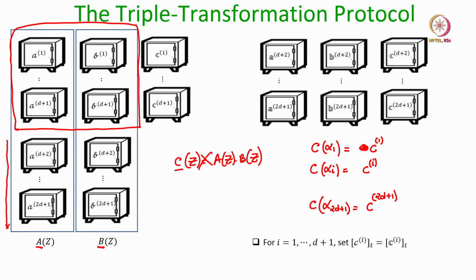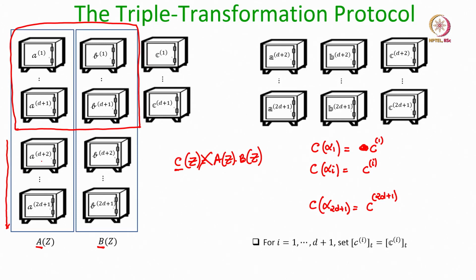So, what can go wrong here is that for the first d plus 1 values, the C polynomial evaluated at alpha i will be the same as the A polynomial evaluated at alpha i times the B polynomial evaluated at alpha i if the first d plus 1 triplets are multiplication triplets, fine.